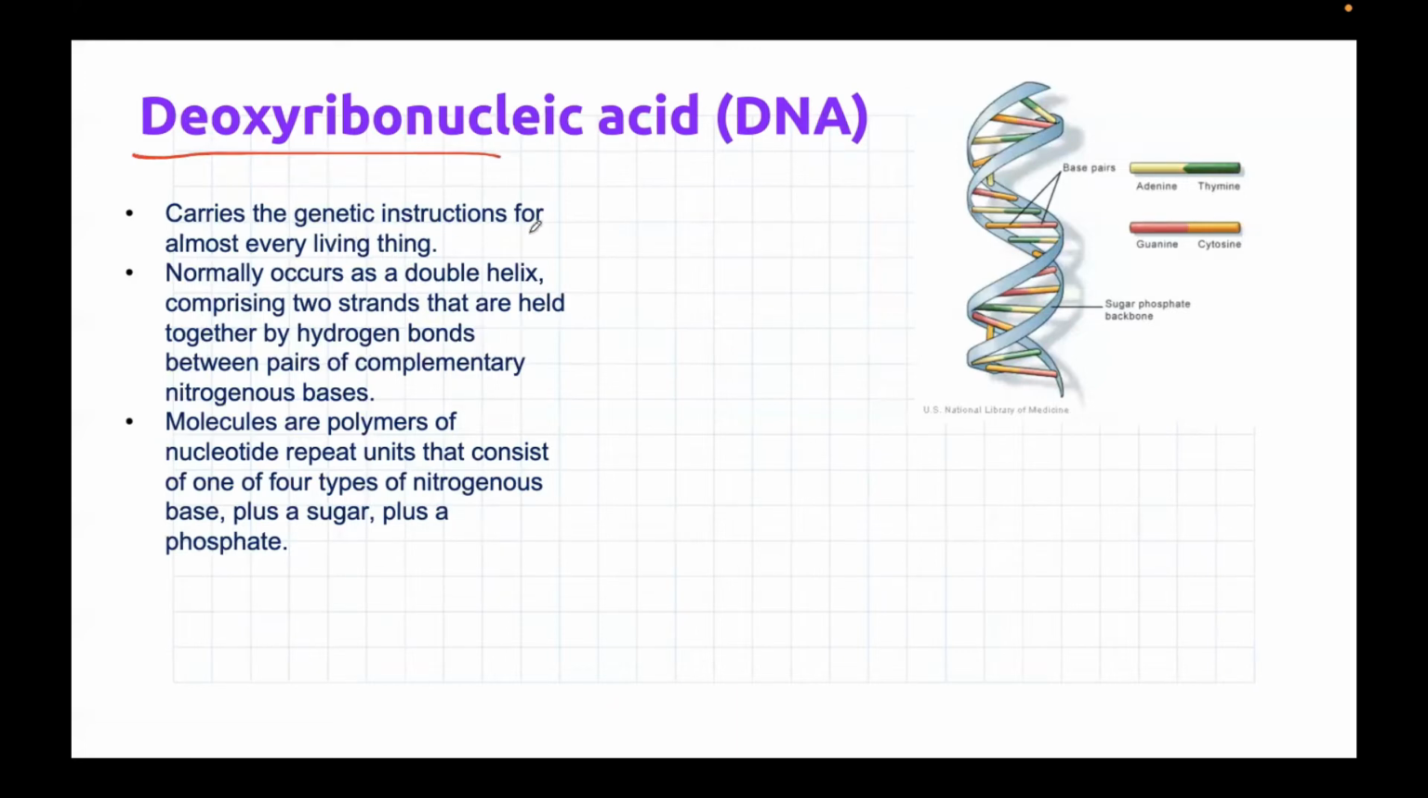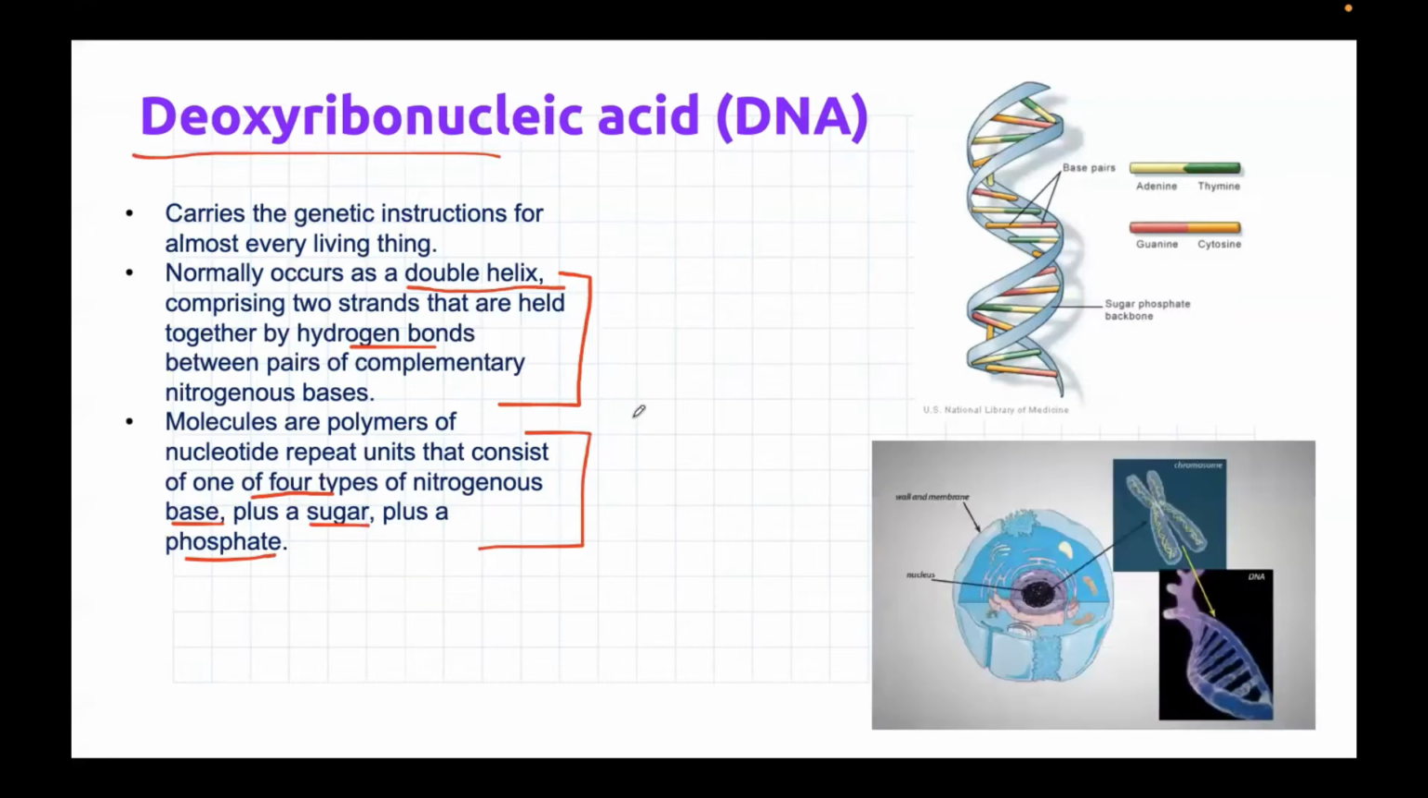Okay, let us just read the description. It normally occurs as a double helix, pakitandaan po, comprising 2 strands that are held together by hydrogen bonds between pairs of complementary nitrogenous bases. Okay, pakitandaan. I-discuss natin yan sa next illustration natin. Next, DNA are molecules that are polymers of nucleotide repeat units that consist of 1 of 4 types of nitrogenous base plus a sugar plus a phosphate. So pakitandaan po ito kasi i-discuss natin yan sa susunod nating illustration.